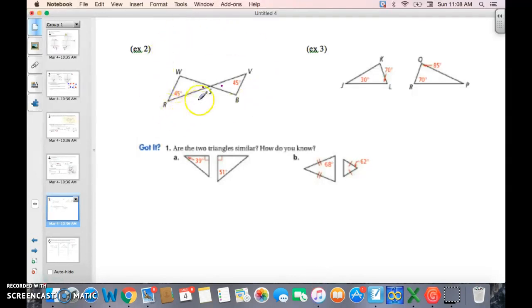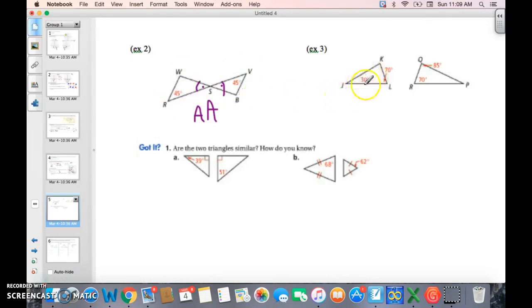Well, when I look at example number 2, I know that this is a bow tie, and these are vertical angles. So therefore, this angle is going to be congruent, and this angle is going to be congruent. So yes, this is angle, angle. And you can list angle R is going to be congruent to angle V, and angle WSR is going to be congruent to VSB. We can't prove they're congruent, but we can prove they're similar.